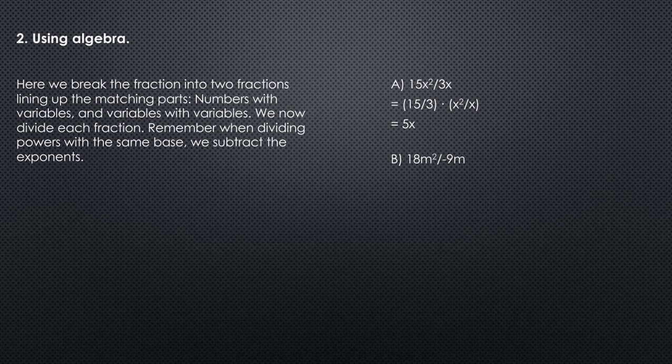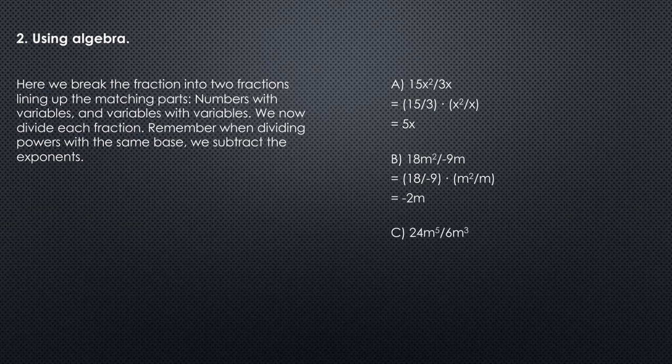B. 18m squared divided by negative 9m. Same procedure, 18 divided by negative 9 multiplied by m squared divided by m. 18 divided by negative 9 is negative 2, and m squared divided by m is m, so the answer is negative 2m.